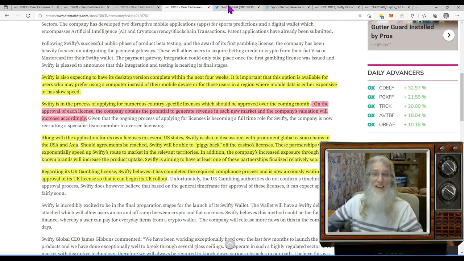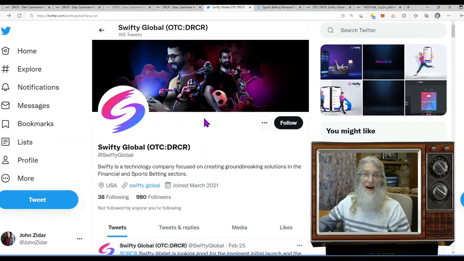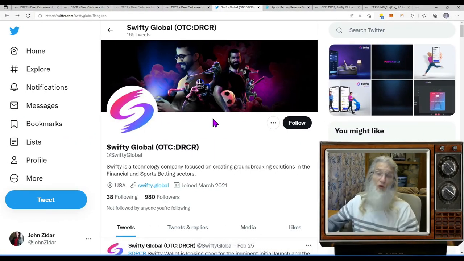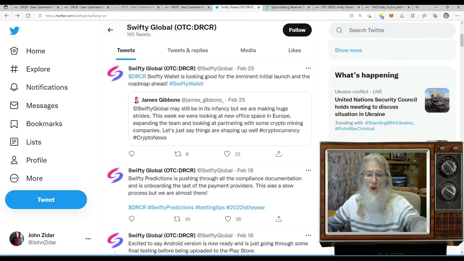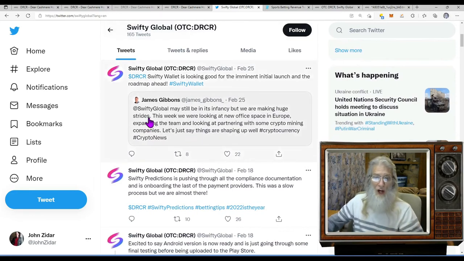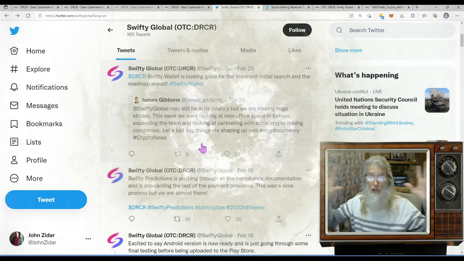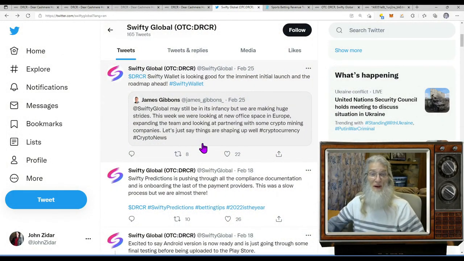They sure did, and this one is found on Twitter. And the last catalyst actually comes from Swifty Global's Twitter account themselves, not just some yeehaw on Twitter. Nothing personal, yeehaws. This comes right from the CEO himself. Swifty Global may still be in its infancy, but we are making huge strides. This week, we were looking at new office space in Europe, expanding the team, and are looking at partnering with some crypto mining companies. Let's just say things are shaping up well.